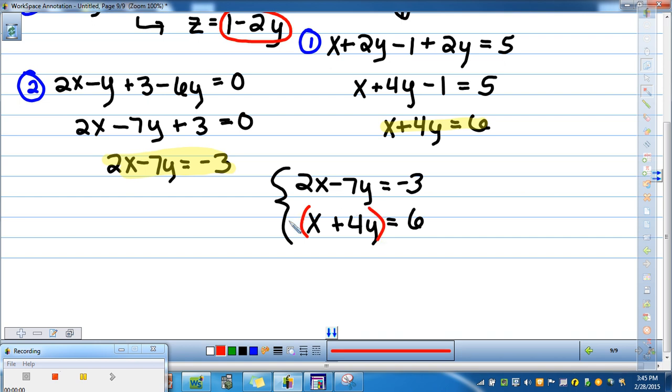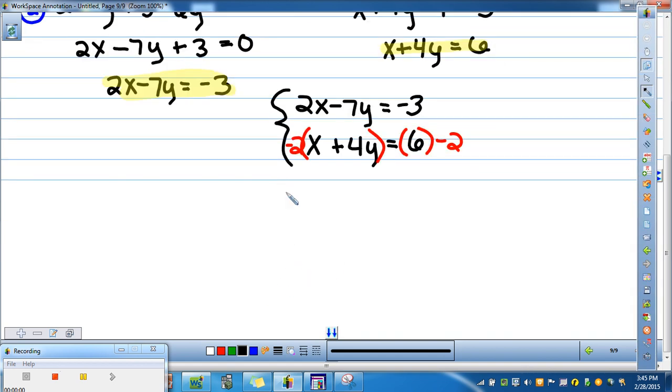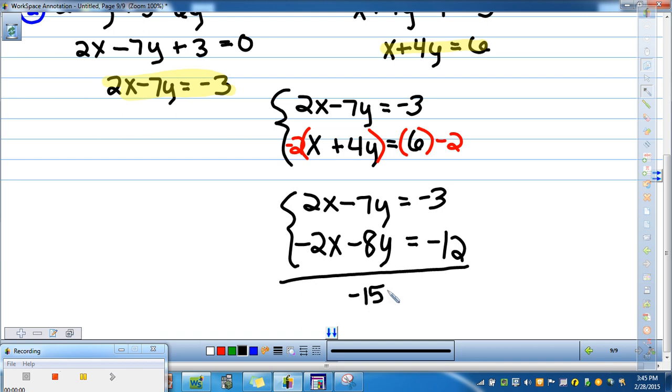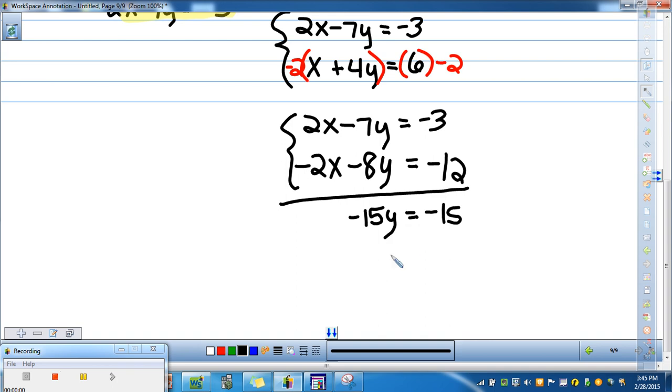I'm going to do elimination and multiply everything in the bottom equation by -2. The new version that I will be solving, -2x minus 8y equals -12. Add these together, we see that the x's will eliminate, and divide both sides by -15, giving us y equals 1.